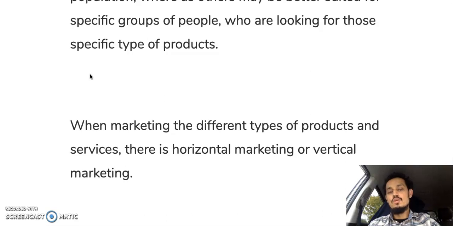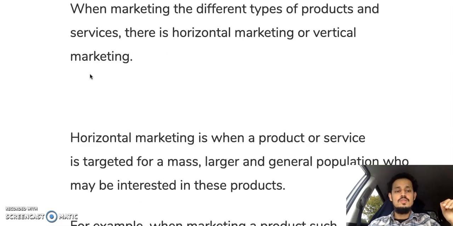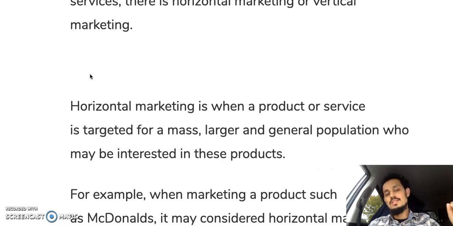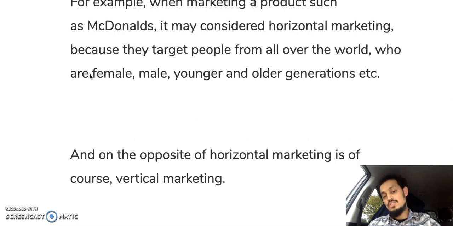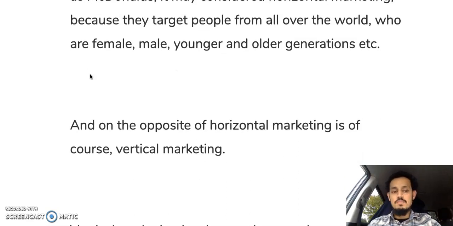When marketing different types of products and services, there is horizontal marketing or vertical marketing. Horizontal marketing is when a product or service is targeted at a mass, larger or general population who may be interested in these types of products. For example, marketing a product such as McDonald's may be considered horizontal marketing because they target people from all over the world: male, female, younger and older generations, etc. The mass market, if you like.